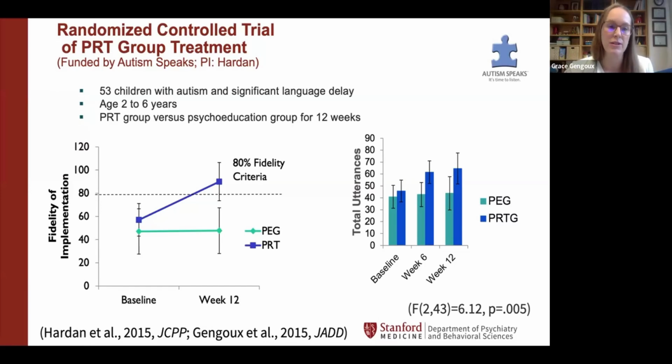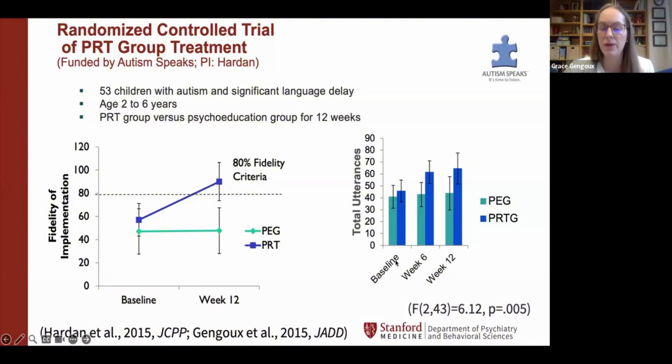but not about PRT. And we were able to show that in the parent psychoeducation group, in the teal line, there wasn't a lot of change in fidelity of implementation of PRT over the 12-week period. That's not surprising. But we were able to get the vast majority of parents participating in the group did demonstrate over 80% fidelity of PRT implementation after the 12 weeks of group training.